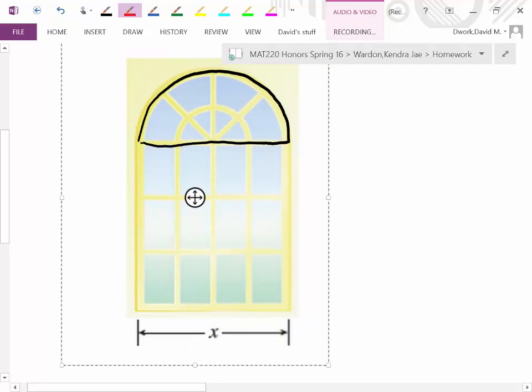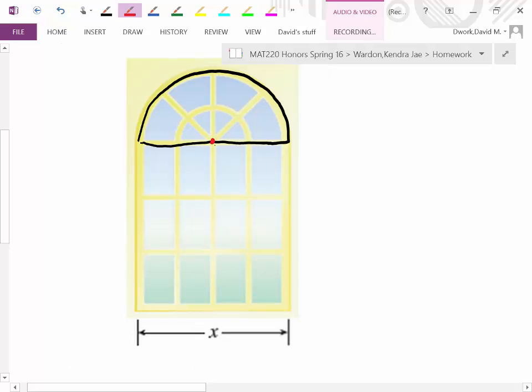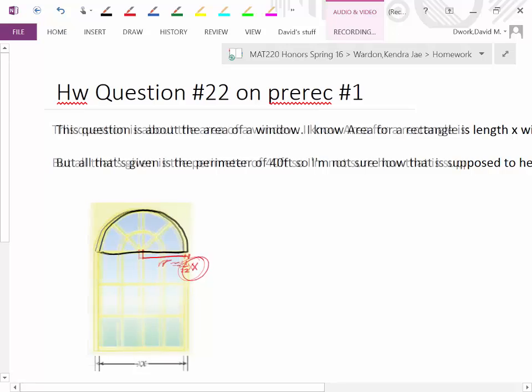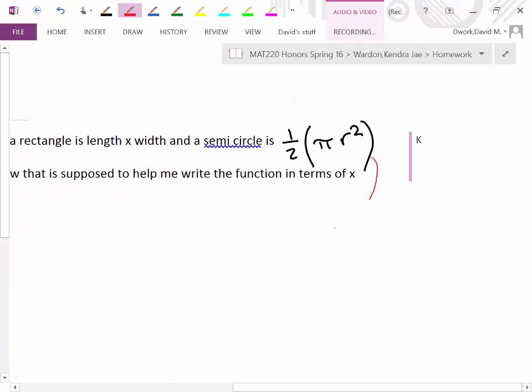Well, that's your first hint. If you want, stop, pause the video, and try to figure out from there. If that's not enough, well, here you go. We know the whole thing here is x, and therefore half of this would be a radius, but it would also be 1/2 of an x. So in our formula, instead of writing radius, we could write 1/2 x. So for your semicircle, it's going to be 1/2 pi, but instead of r, we're going to write 1/2 x squared. And that would be your area of the semicircle.